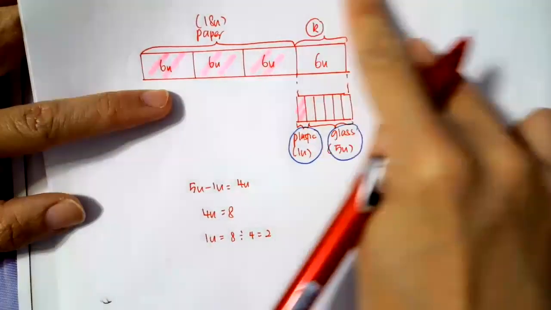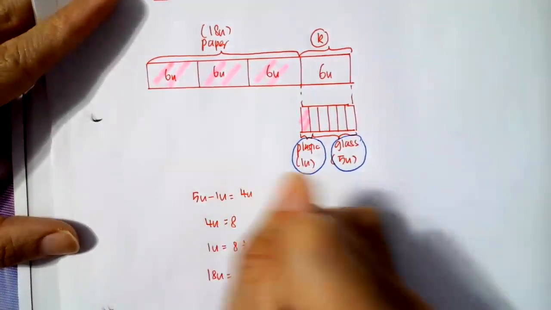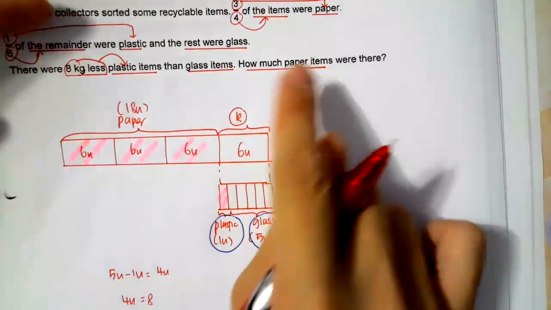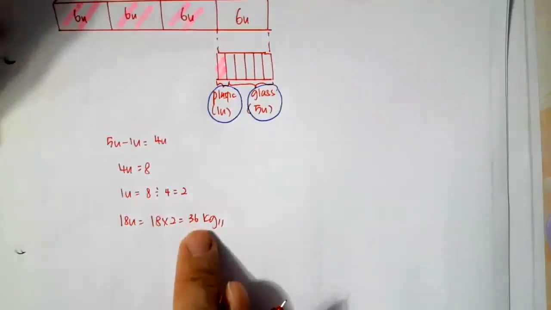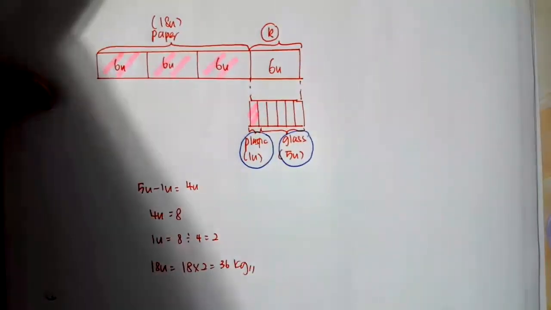How much paper items were there? Paper is 18 units. So 18 units would be 18 times 2, 36 kg. Okay, don't forget to put in a unit kg here because it asks you how much paper items. It's uncountable. So you need a unit here. All right. That's it.